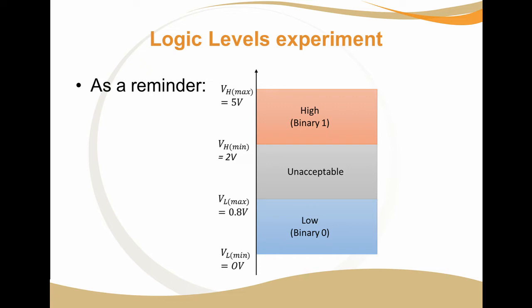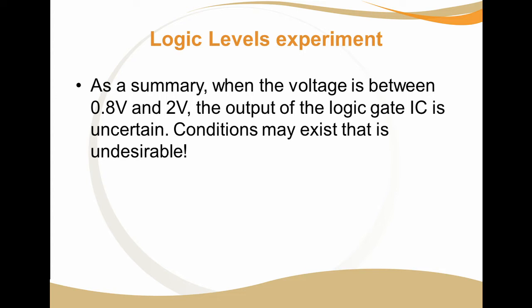And between 0.8 volts and 2 volts, you have this uncertain condition where anything can happen. It could be a 1 or a 0. You just don't know. You can't predict it, which is very, very bad for a system. So as I said, there's just this little summary, and especially now, as you see, between 0.8 volts and 2 volts, the output of the logic IC is uncertain. So a condition that you might not want to happen could happen because you just can't predict what the output is going to be.